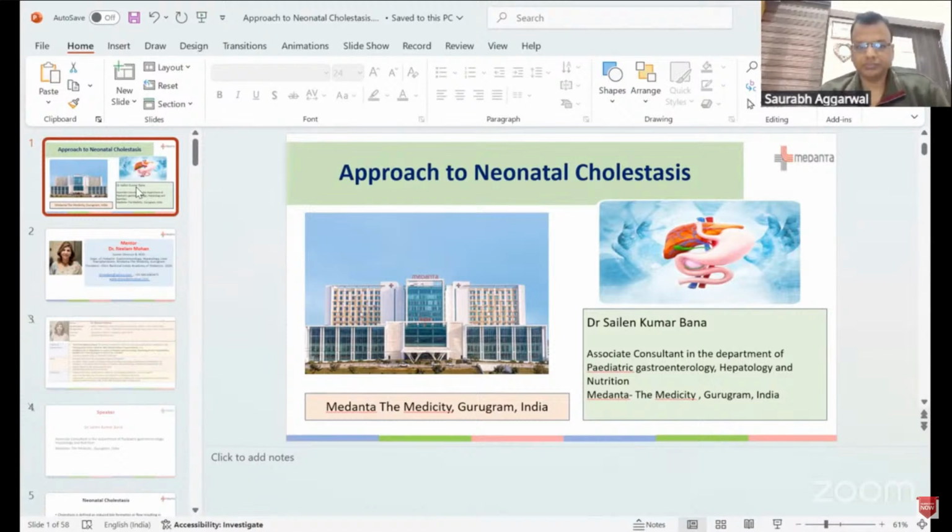Like I highlighted, we have done transplantation in approximately 150 cases of biliary atresia with a 5-year survival rate of approximately 91%. So the survival rate is definitely good if the management is done at the appropriate time. Definitely, delayed diagnosis has a poorer outcome.